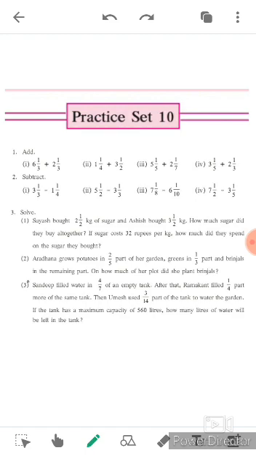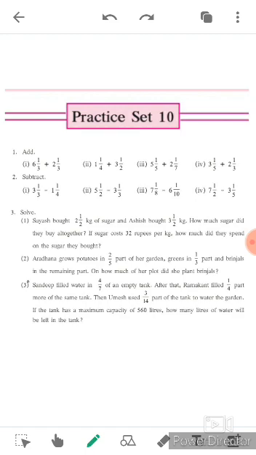So students, I will give you the questions and answers given over here in practice set 10 in the form of a PDF in your WhatsApp group. You will have to copy or write all those questions and answers from that PDF in your notebook.